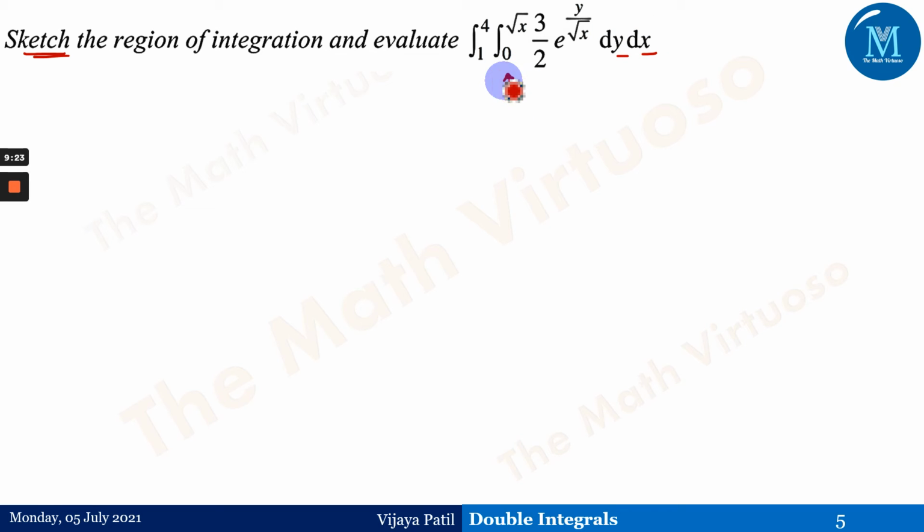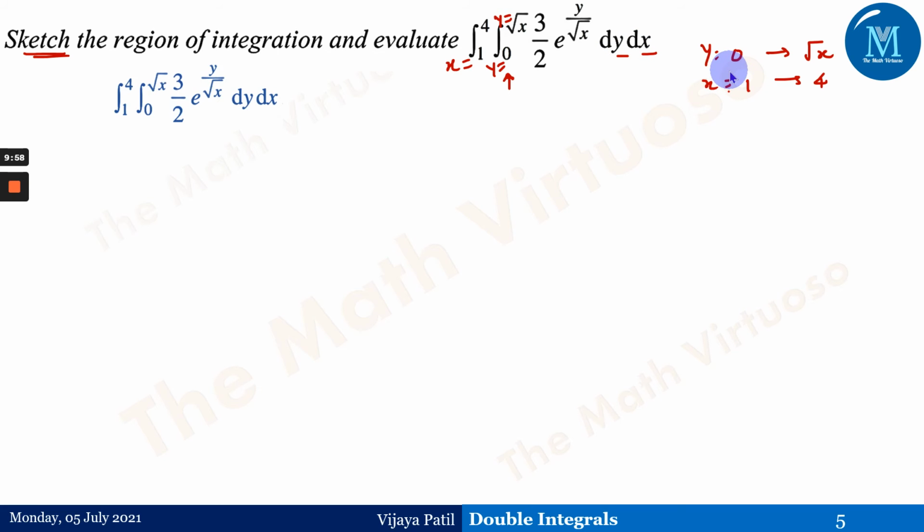Look at the innermost integral. Which variable is absent? y is absent, so that means the inner integral is for y. Obviously, the outer would be for x. That means the inner integral is for y, the outer integral is for x. Here y will move from 0 to square root of x, and x is moving for this region from 1 to 4. So these are the limits for this region we need to identify.